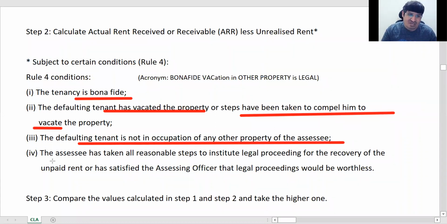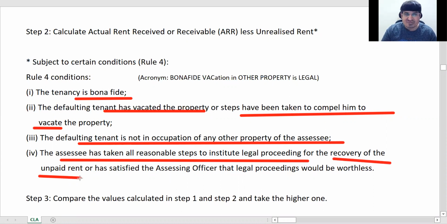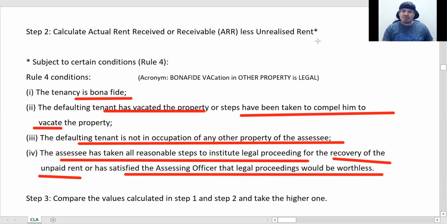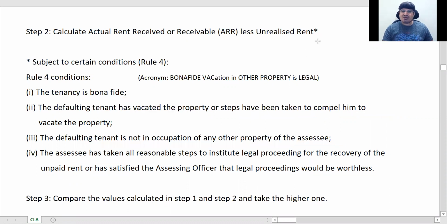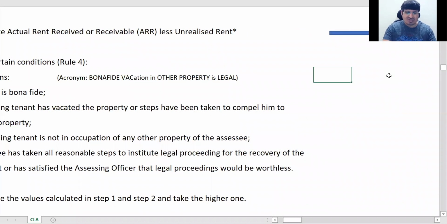लास्ट है, SSC has taken all reasonable steps to institute legal proceedings. ठीक है, जो भी रिकवरी ऑफ अनपेड रेंट के लिए लीगल प्रोसीडिंग्स उसने किया है, या satisfied the assessing officer that legal proceedings will be worthless. इसका मतलब ये है कि सपोज 10,000 उसने वो देने का है, सपोज. ओके, unrealized rent is 10,000.